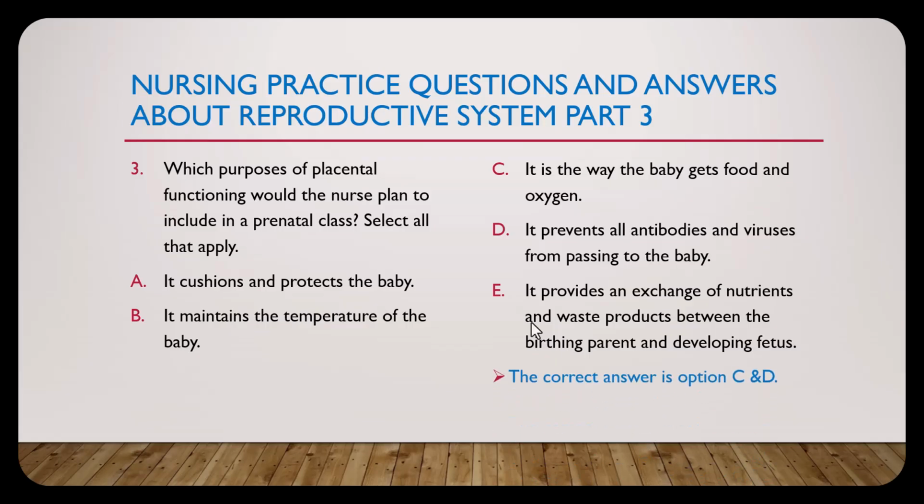So for this question, the correct answer is option C, it is the way the baby gets food and oxygen. And option D, it prevents all antibodies and viruses from passing to the baby. Now let's move to the rationale.